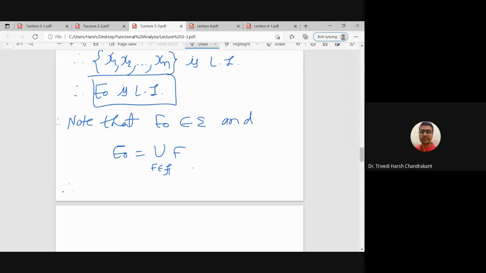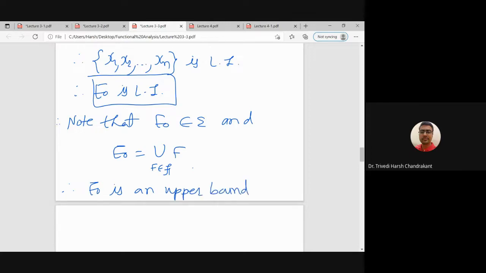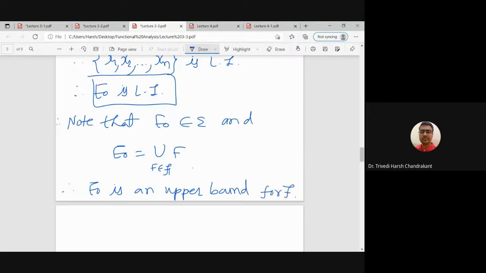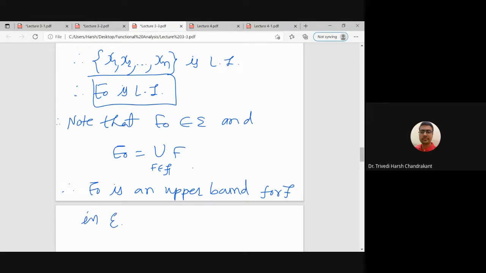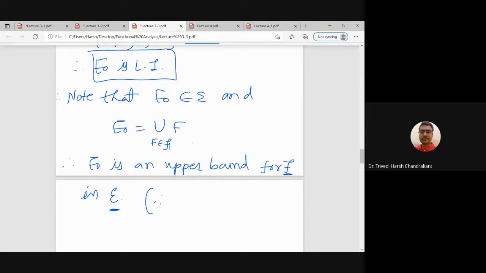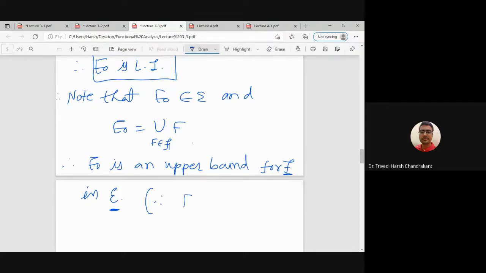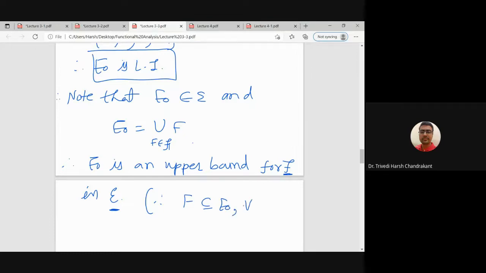Right. So that means what? That means E0 is an upper bound for F in E. So E0 is an element of the partially ordered set, and it is bigger than or equal to all elements of F. Right? Why? Because F is a subset of E0 for all F in F. So this is the condition of the upper bound.